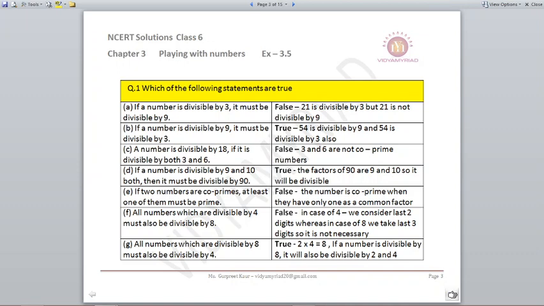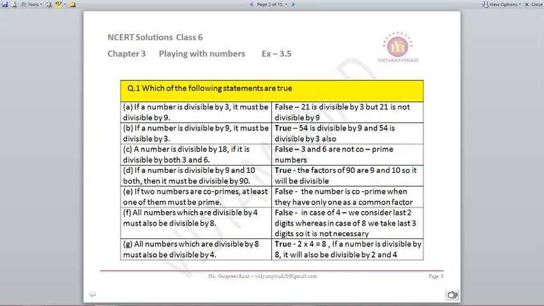If a number is divisible by 9 and 10 both, then it must be divisible by 90. It's a true statement. Like if you see the factors of 90, 90 is 9 times 10. 90 is divisible by 9 also, 90 is divisible by 10 also. So it's a true statement.